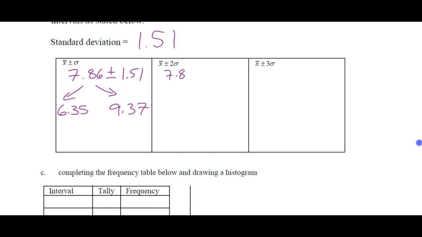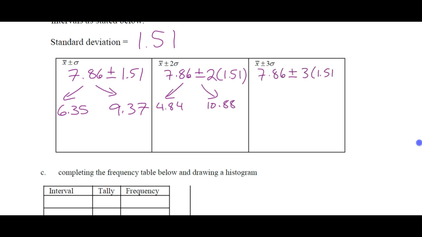This will be 7.86 plus or minus 2 times 1.51. Okay, and that gives us a low of 4.84 and a high of 10.88. And this gives us 7.86 plus or minus 3 times 1.51, which gives us a low of 3.33 and a high of 12.39.